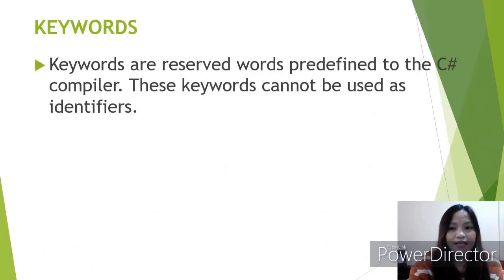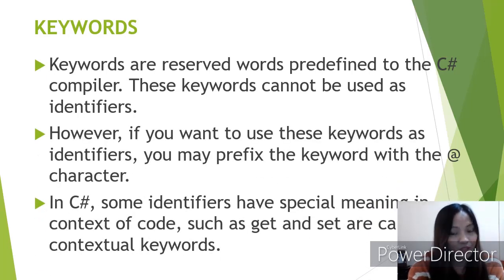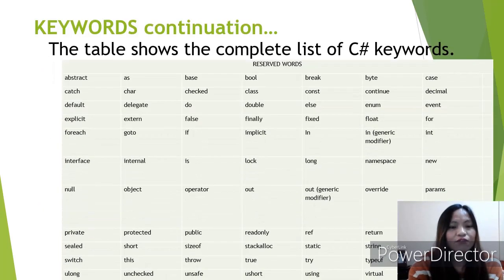Keywords are predefined. They have meaning in the C# compiler. Therefore, you can no longer use them for any other purpose in your program. The table below shows the complete list of keywords. They turn into color blue when you do programming already.